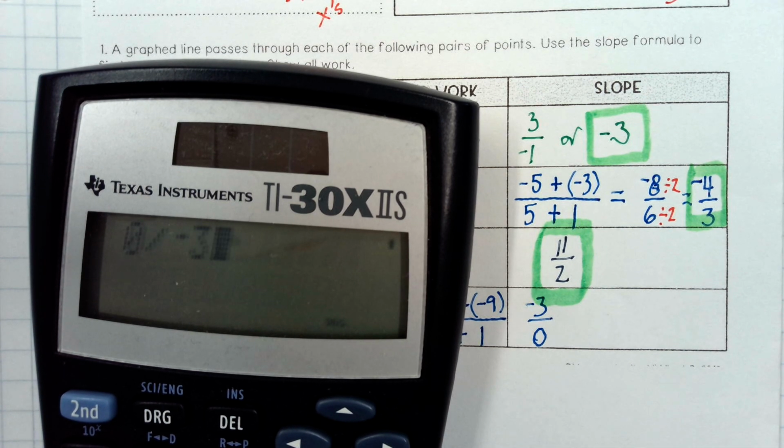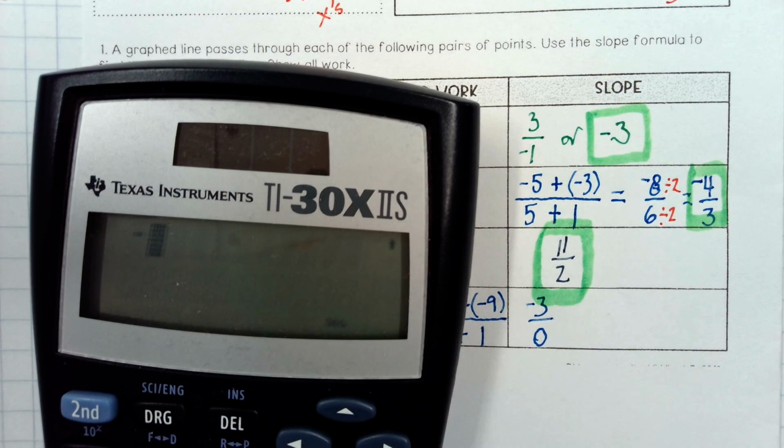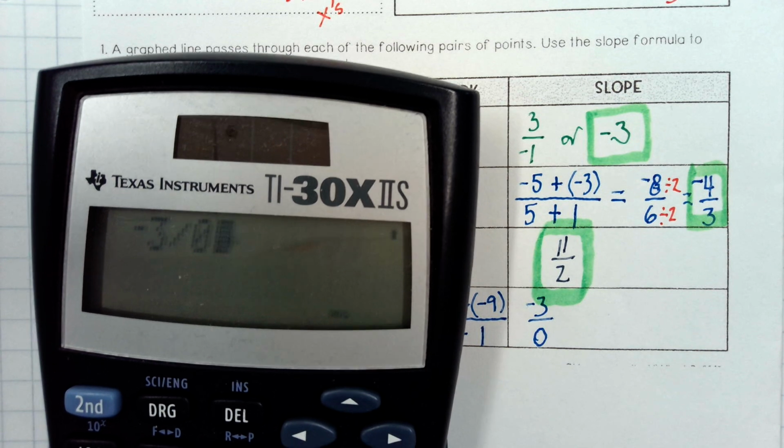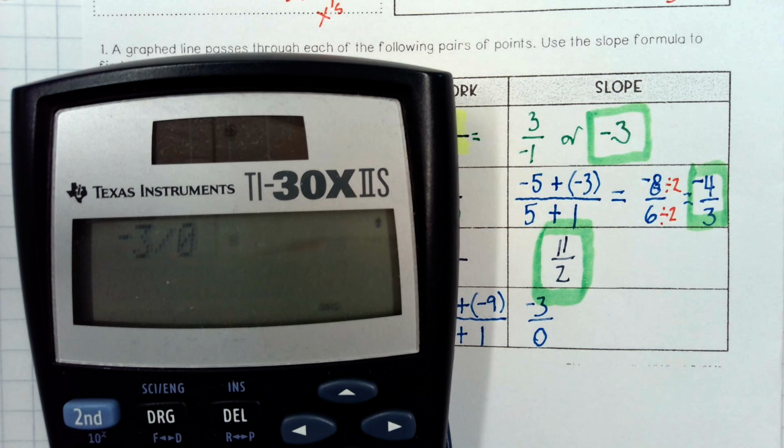We really don't divide by 0 that often. Here, let me do it the right way. Negative 3 divided by 0. This is what I want to figure out the answer to. Calculators are never wrong. Or are they? What's that? Error. Divide by 0, error.